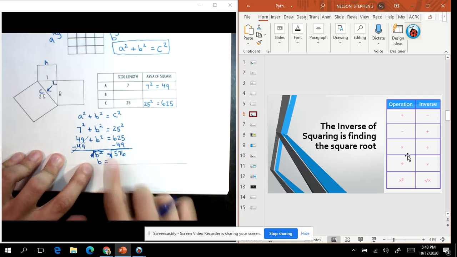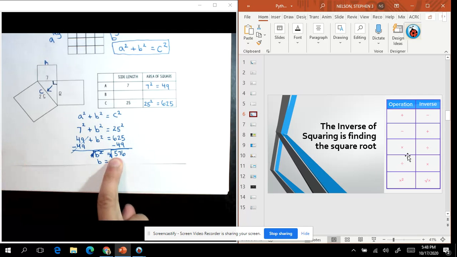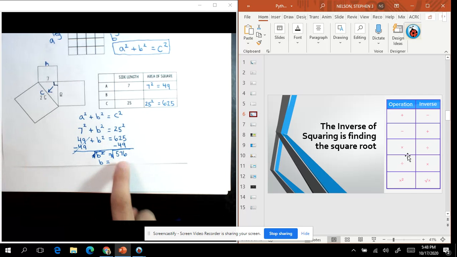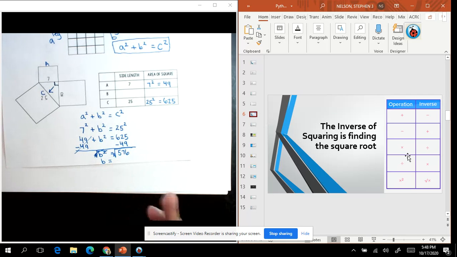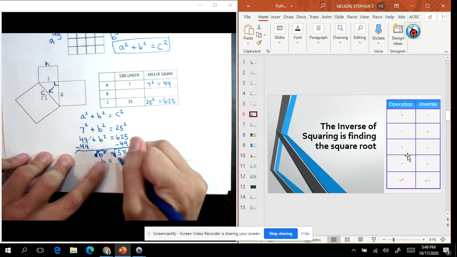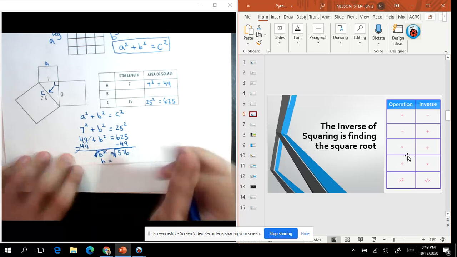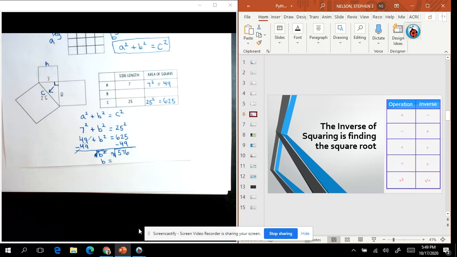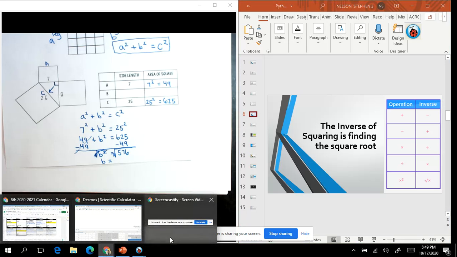B is equal, but now we have the radical symbol, so we're going to have to say b is equal to plus. Whenever you do the radical on the other side of the equation, you have to take positive or negative, but we're just going to say it's positive because we're dealing with positive numbers if we're dealing with an actual physical side of a triangle. So b is equal to root 576. So that means we need to come here on the Desmos calculator.